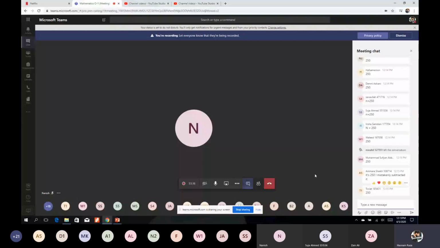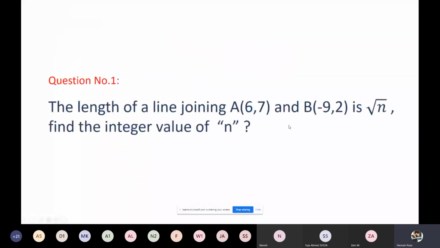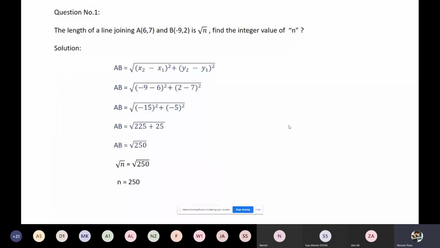Okay, those who have shared your answers, all the answers are mashallah correct. Just have a quick look. Those who could not solve it, look here. Because it is about the length of the line, we have to apply the distance formula. The distance formula says (x2 minus x1) whole squared plus (y2 minus y1) whole squared, all of these under root.